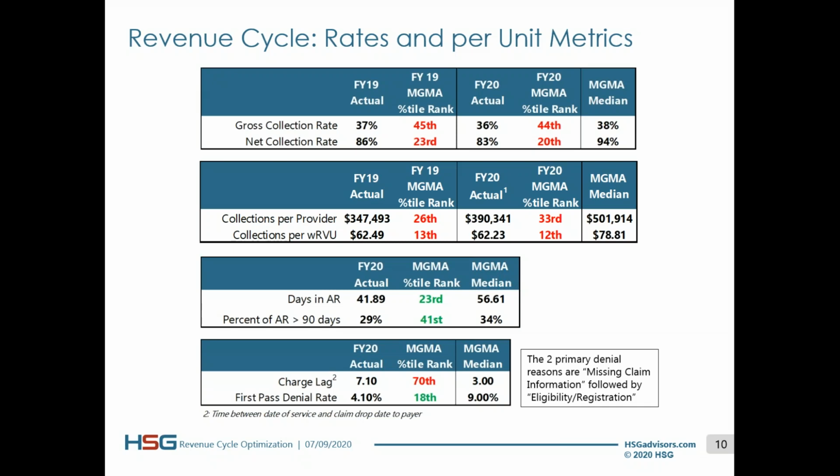It's taking some time for us to drop a claim. And then first pass denial rate, there we're not doing so badly in terms of the comparison, but we may have internal metrics where maybe 9% isn't acceptable. We want to be closer to 5%, so that's always something to think about as well.